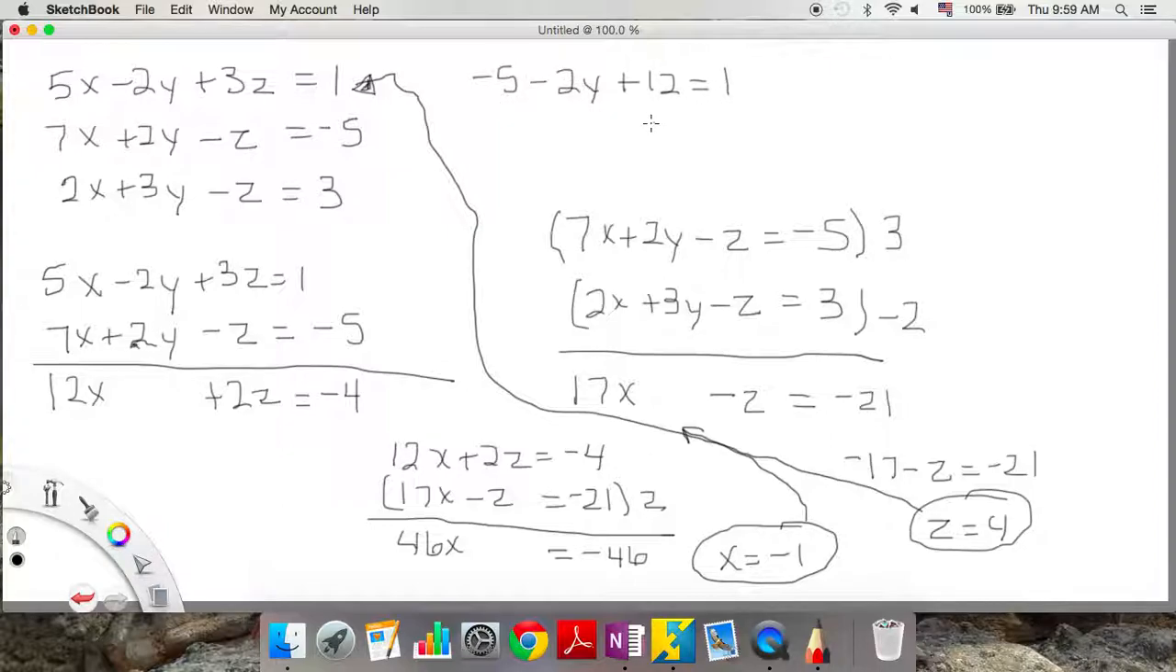Subtract the 7 over here. I get negative 2y equals negative 6. So that means y equals 3. So my solution is (negative 1, 3, 4). Remember, x, y, z.